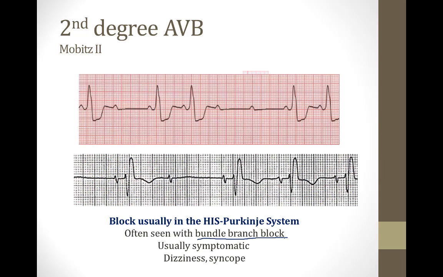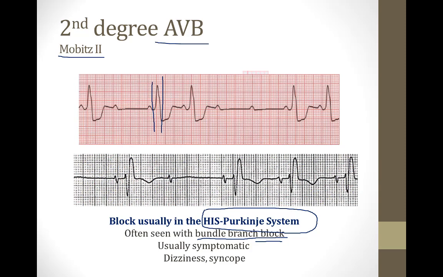Remember, this is caused by disease in the His-Purkinje system, which includes the bundle branches. So often you see the AV block of Mobitz type 2 along with a right or left bundle branch block. And we'll talk later about right and left bundle branch blocks, but for our purposes here, if you have one of the bundle branches blocked, you will get a prolonged QRS interval. And you see that in this tracing at the top of the screen. The QRS interval is prolonged, and that is often seen together with Mobitz type 2 because the source of the disease in Mobitz type 2 is usually in the His-Purkinje system, which is where the bundle branches lie.